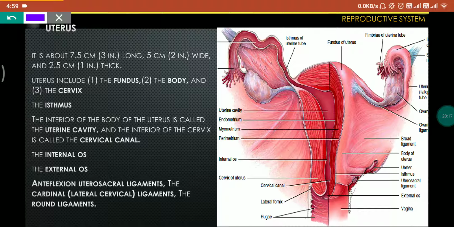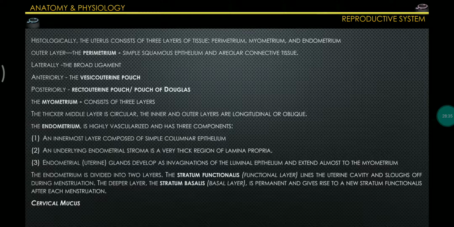The isthmus opens into the uterine cavity, and the inferior part is called the cervical canal, which is opened by means of an external orifice and an internal orifice. The uterus consists of three layers. The outermost layer is the perimetrium, which is simple squamous epithelium and areolar connective tissue. Laterally it is attached to the broad ligament, anteriorly to the vesico-uterine pouch, and posteriorly by means of the recto-uterine pouch.